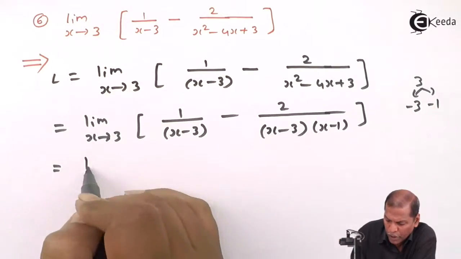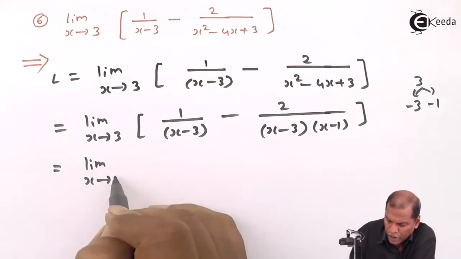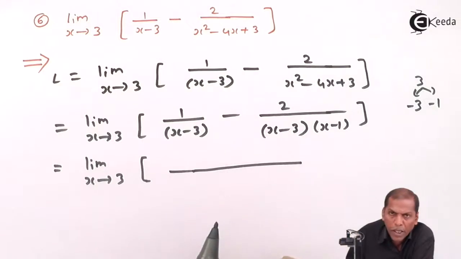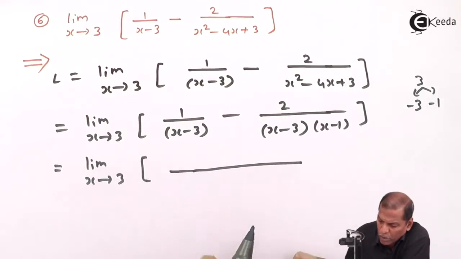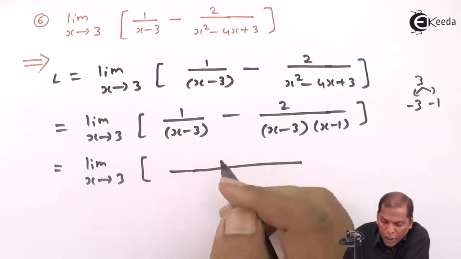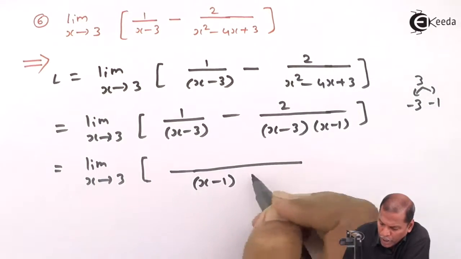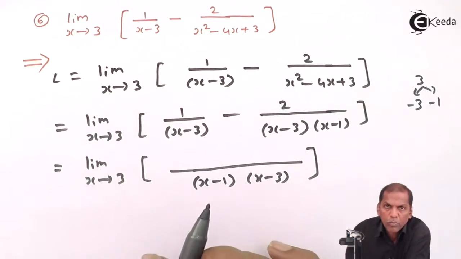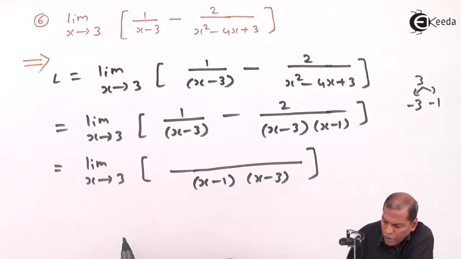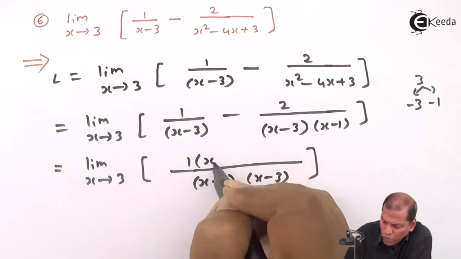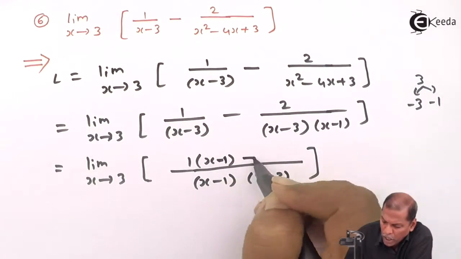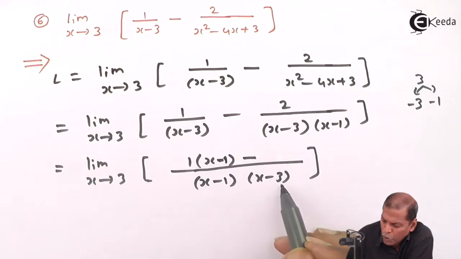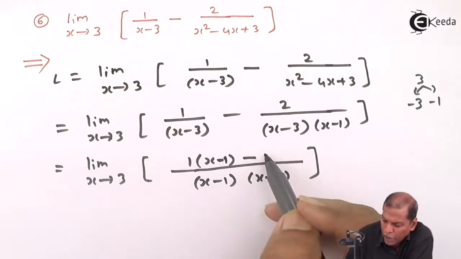So the next step will be L is equal to limit x tends to 3 of [we take LCM in the denominator. The different terms present in the denominator are x minus 1 and x minus 3. Therefore, in the numerator we write 1 into x minus 1 and then minus. Now, x minus 1 and x minus 3 are both present in the second term, so we write 2 as it is.